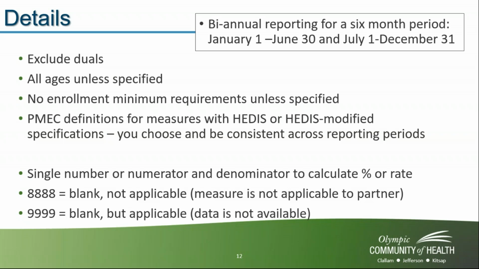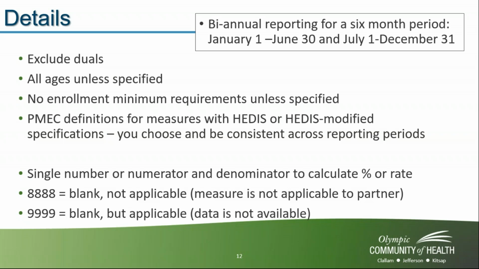When you have a measure or a metric for which it is not applicable to your organization and will not be applicable to your organization, we ask that you enter 8888, and that will tell us on the back end that this measure is not something that you're reporting on and not something you plan to report on, in which case we'll work with you to make sure that we can remove that measure, or if it's something different, then we can work on figuring that out with you.